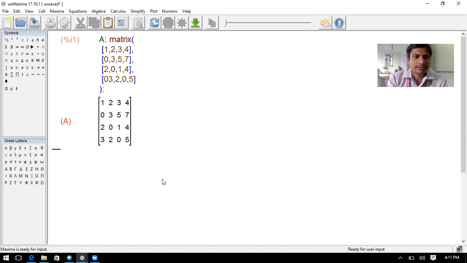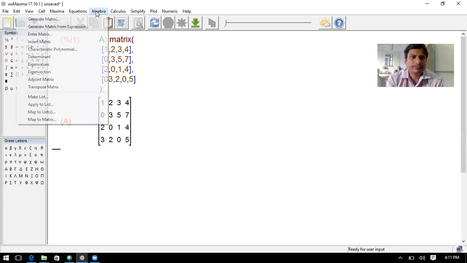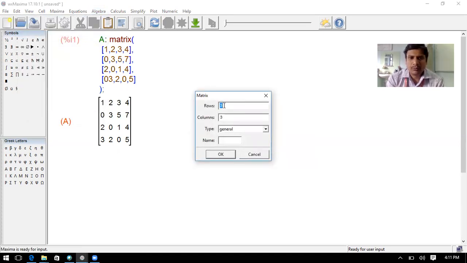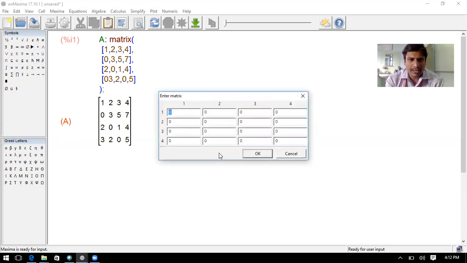Okay, next take the identity matrix, that is I. For that, go to Algebra, then enter a matrix. This is 4 rows and 4 columns. The row is 4 and the column is 4. The matrix name is I, because I means the identity matrix. You know that one, the identity matrix is indicated by I.